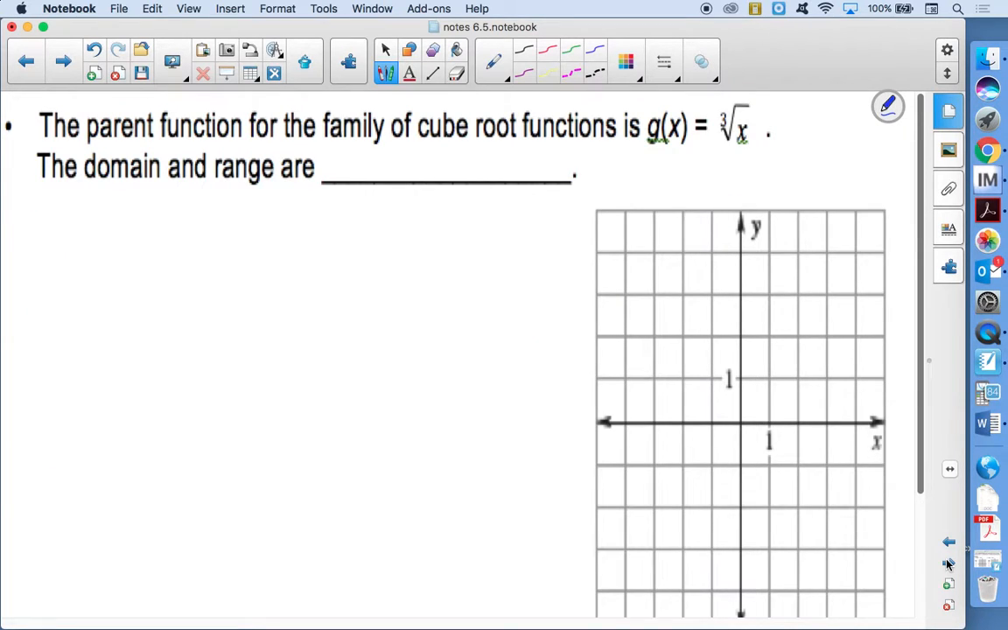The other type of function we're graphing today, and it's just these two, is the cube root of x. So just like we did before with the square root, I'm going to make another t-chart.